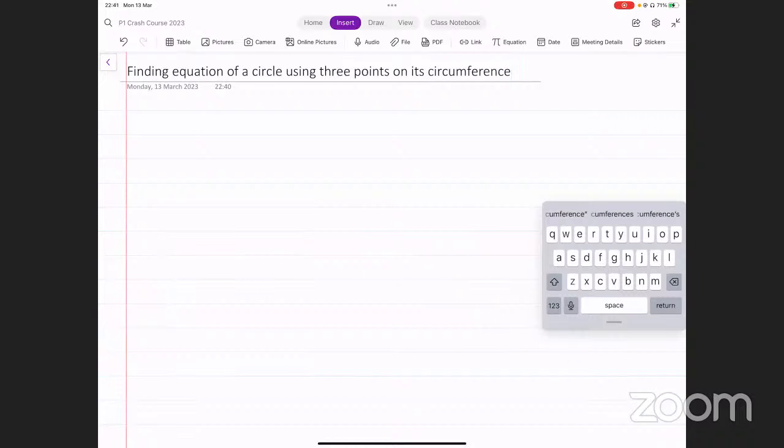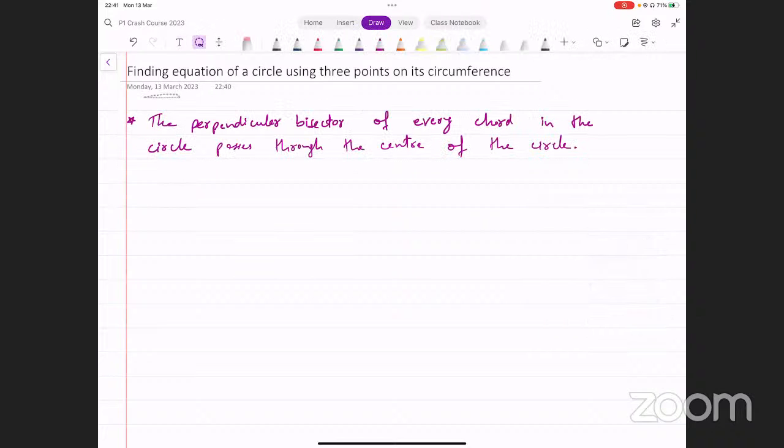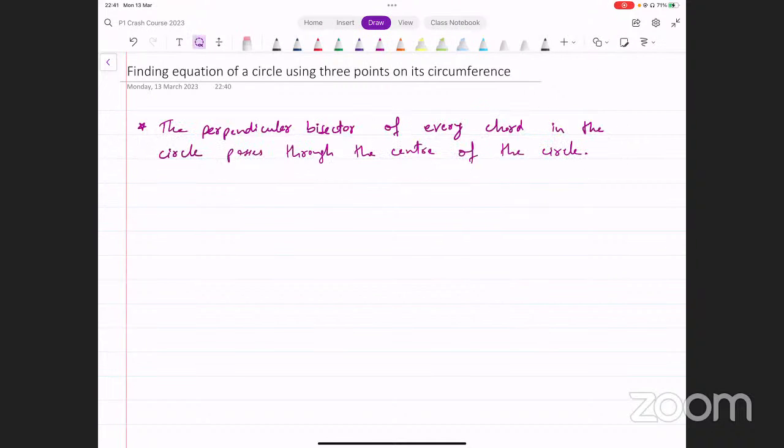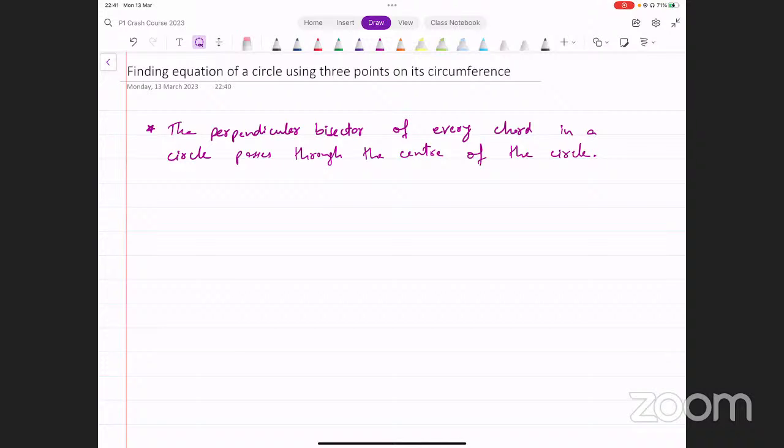Now remember this property that we just did. We said the perpendicular bisector of every chord in a circle passes through the center of the circle. Okay, this is an extremely important property. Now let's say we need to find the equation of a circle. So keep this property in mind.